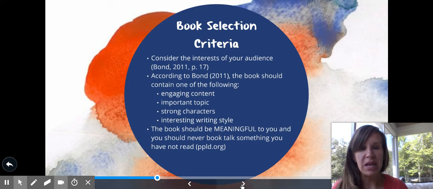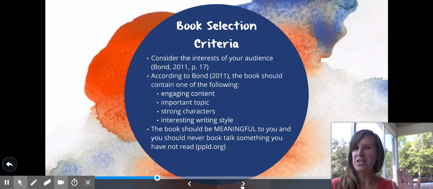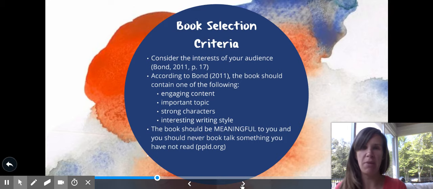The book should be meaningful to you, and you should never talk about something that you haven't read. So as a teacher, these are going to need to be things that you have an invested interest in. You can't just sit up there and be like, maybe you should try this book, right? It has to be something that you really care about.